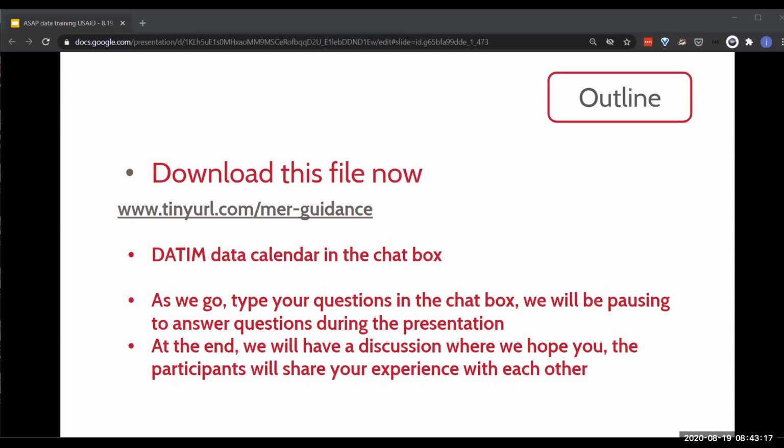Let's see, a couple of ground rules. There's a few files that we'd like you to download. Take a few minutes to download those files. We will be referring to them. The first, where you see the tinyurl.com, is the MER 2.4 guidance. It's a very large document that we will be using later during the presentation. The second document is the Datum data calendar. Both of those are in the chat box. So if you could go ahead and just take a minute to download those files, I think it will be helpful when we get to some of the review that we're going to be doing. So I'm just going to pause for 1 minute and let everyone download those files.